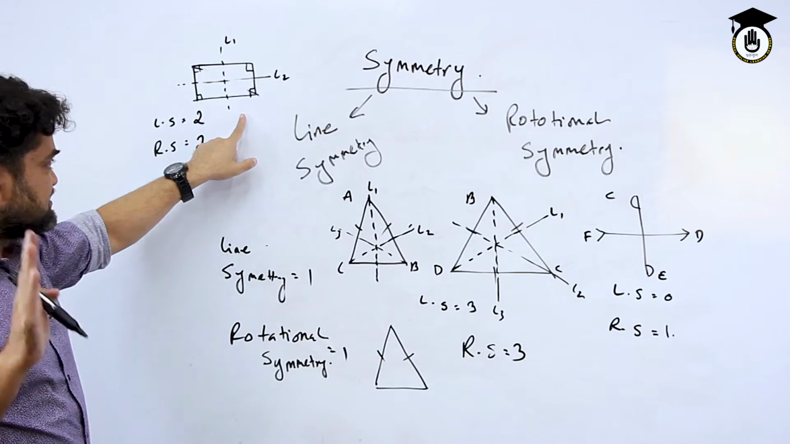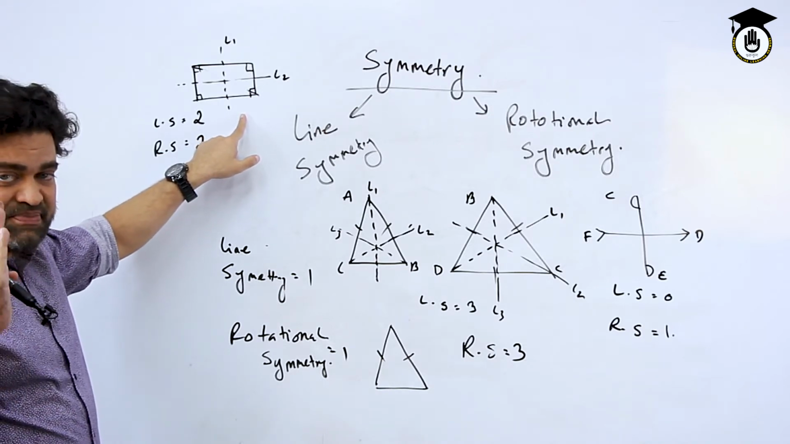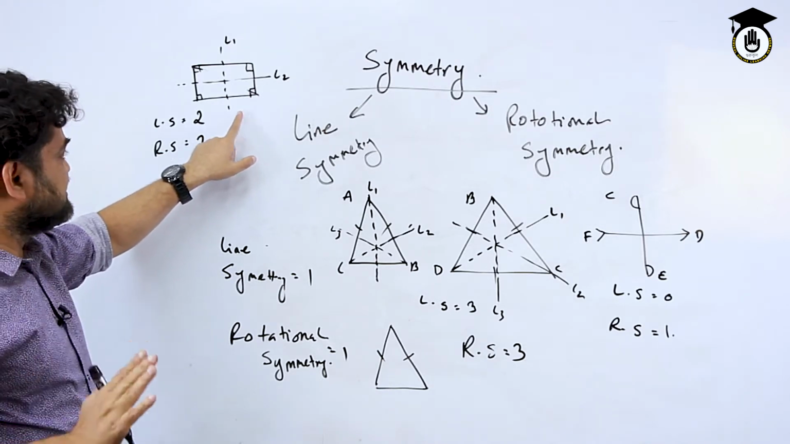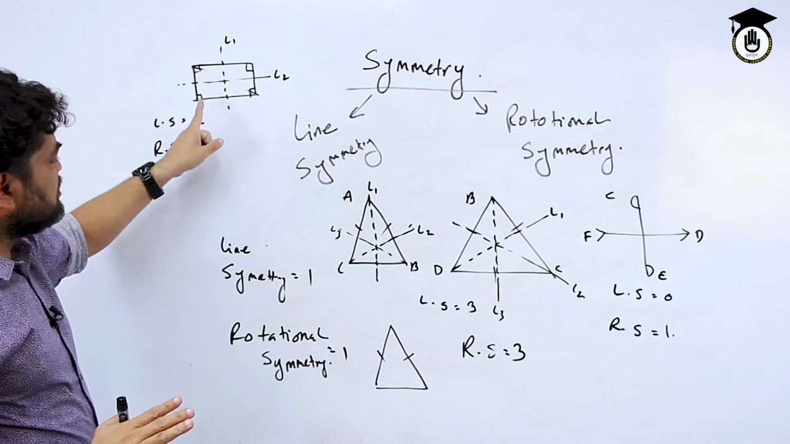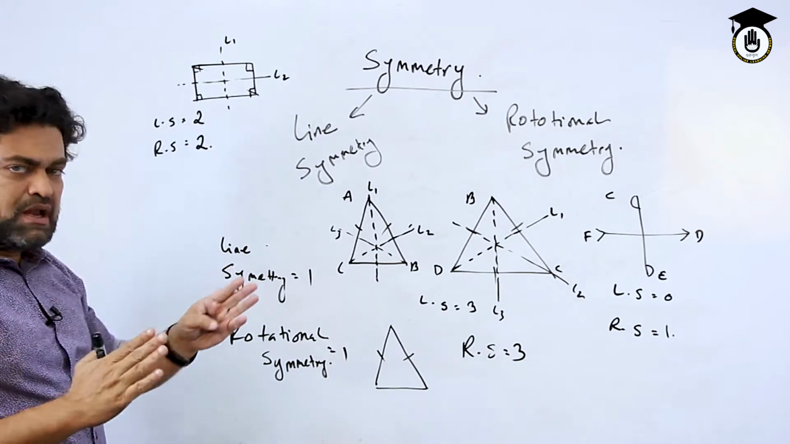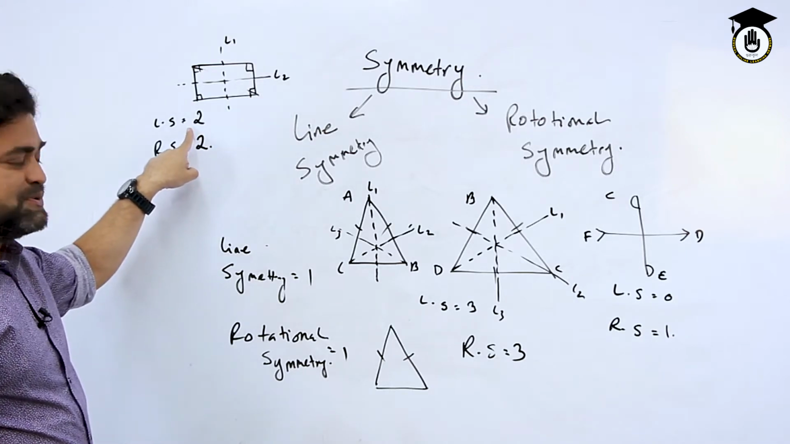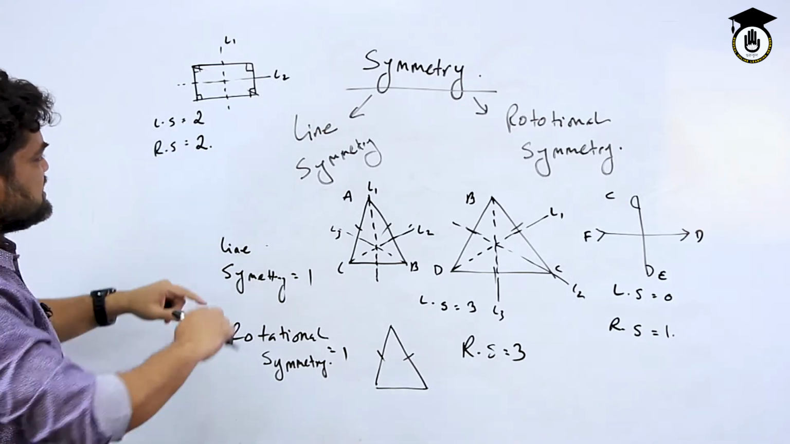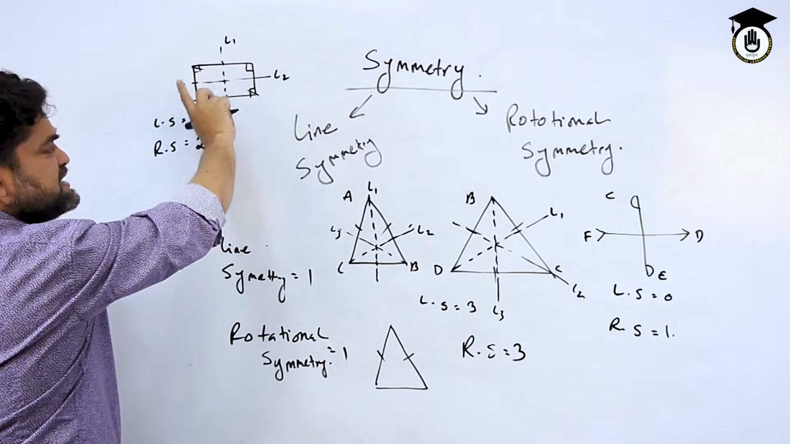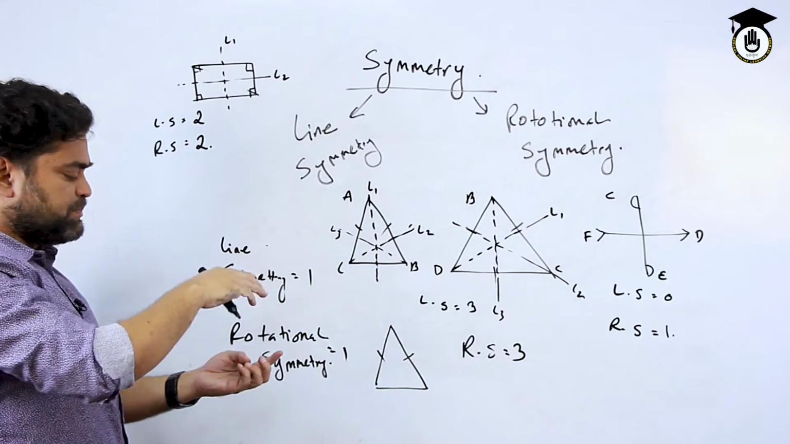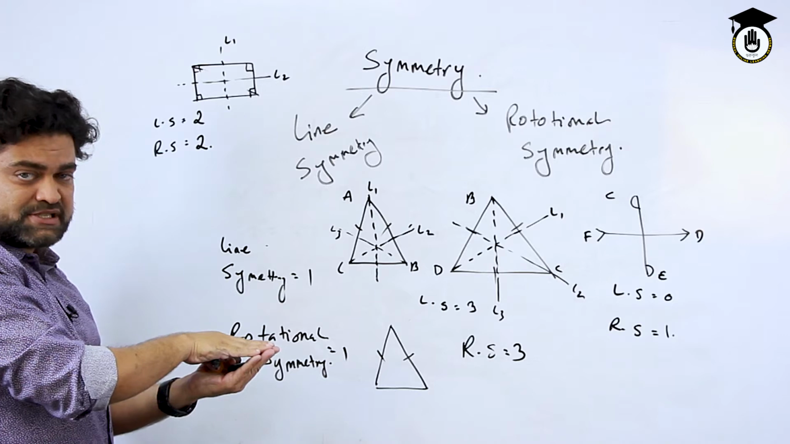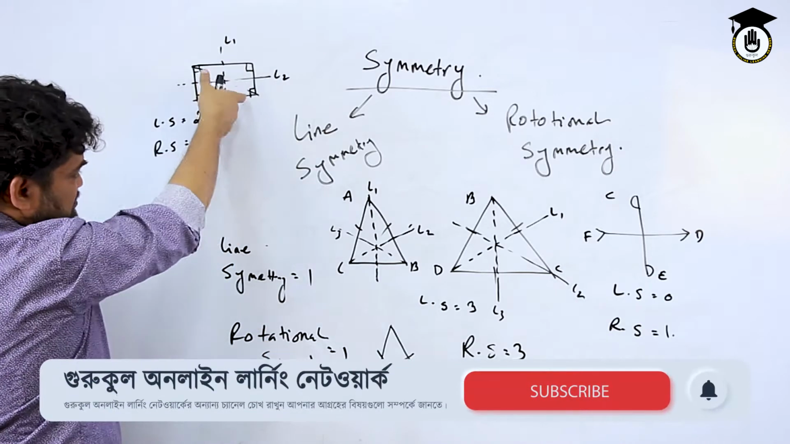Again I am saying, try to understand it carefully, okay? Listen to it carefully. So line 1 when I have drawn, for line symmetry, I can make equal halves through L1 and L2. So for the rectangle, line symmetry is 2. And rotational symmetry, if I rotate this by 90 degrees, it is not going to place it at the top, as I said about the rotational symmetry.